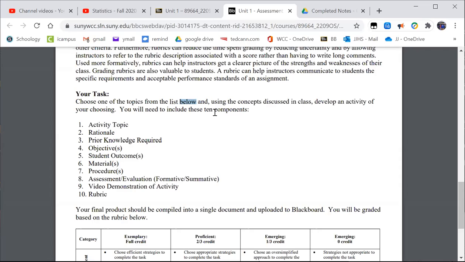A video demonstration of the activity. So it is a physical activity, something that the students have to do, so I want to see it. It's not enough to tell me what it is. I want to actually see a video of the activity being carried out. Feel free to have somebody else do it. If you're a little camera shy, and you can coax somebody else to do the performance for you based on the activity, that's not a bad idea.